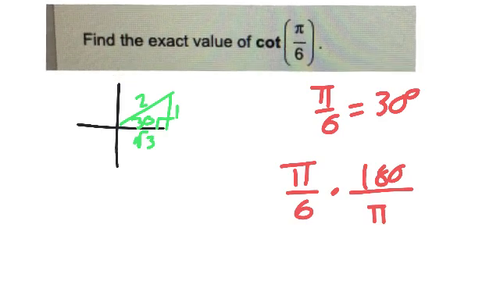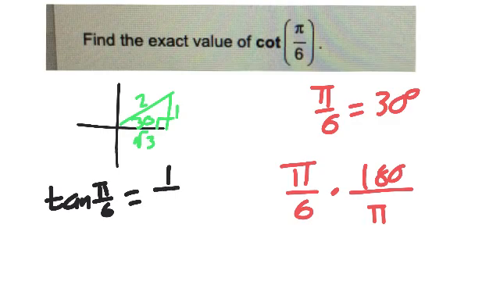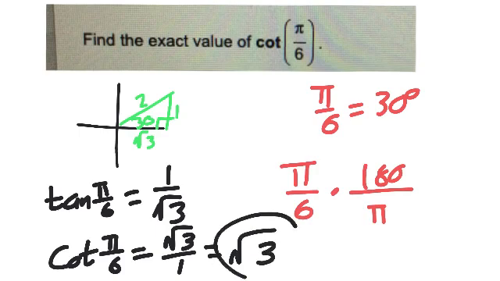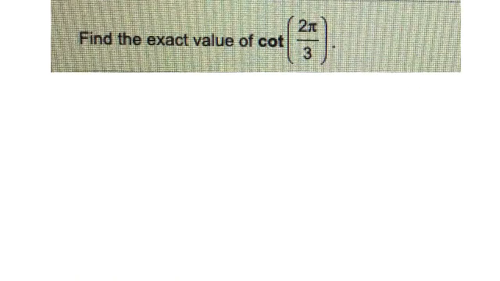So I know tangent of this angle is equal to the opposite over the adjacent. Then cotangent of this angle would be the adjacent over the opposite, which is just radical 3. So my answer for the exact value of cotangent of pi over 6 is positive radical 3. Okay, here I'm asked to find cotangent of 2 pi over 3.